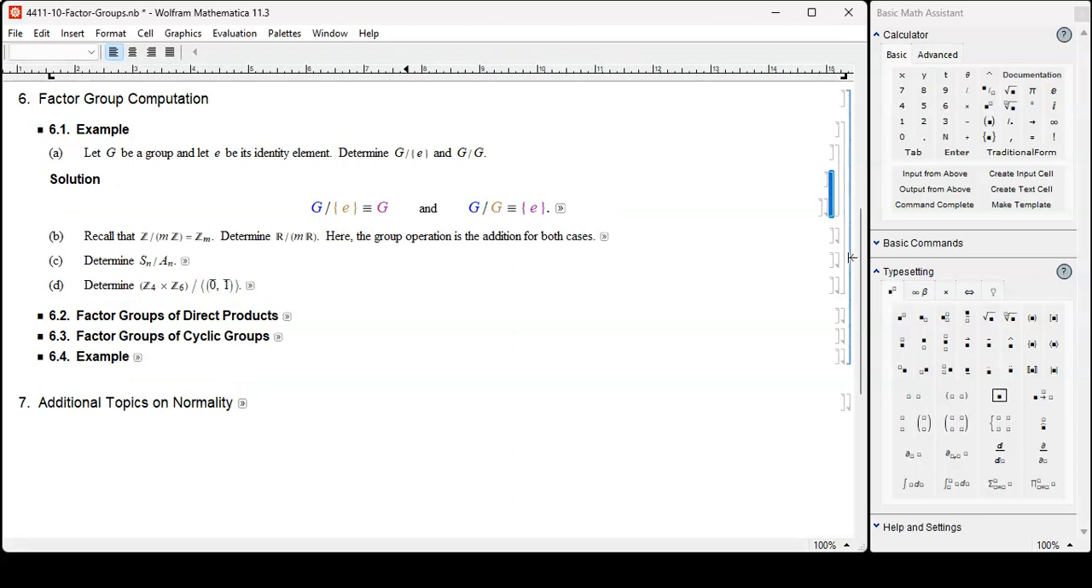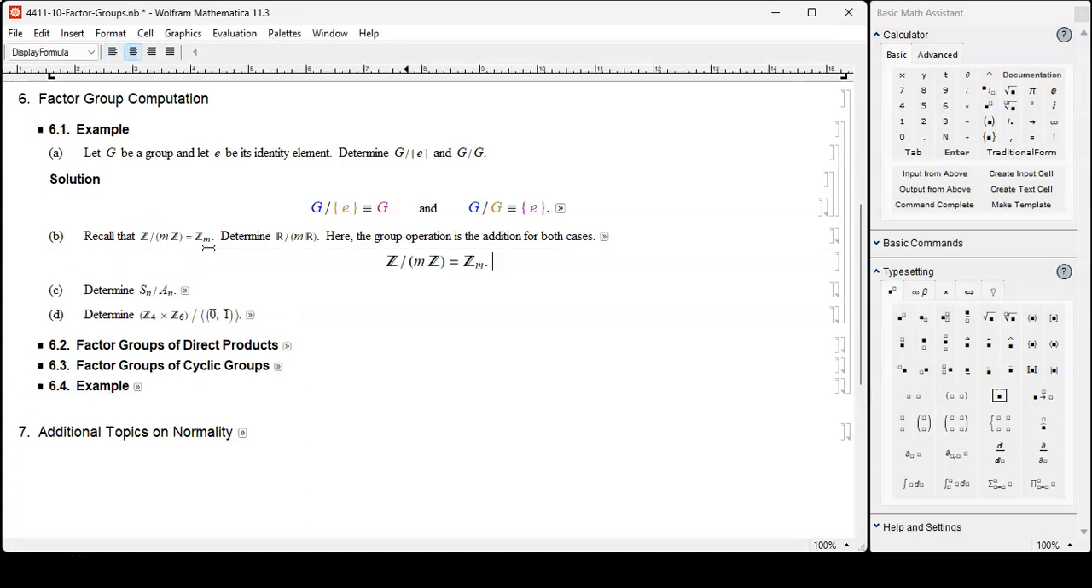Let's keep it open for a while. Now let's go to the next problem here. Recall that Z over mZ is Zm, and then determine R over mR. Let's see, do you really recall this? Z over mZ is Zm. Let's see.